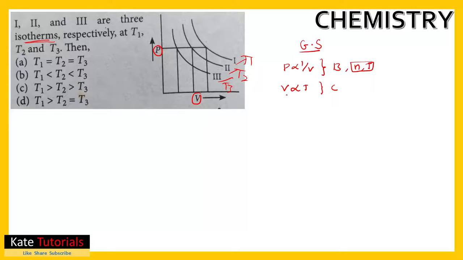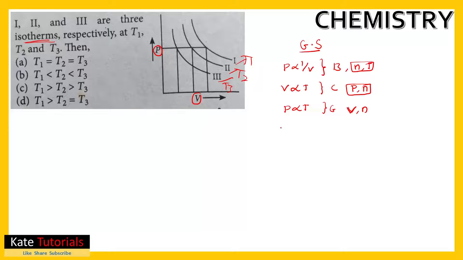Whereas in Charles law, volume is directly proportional to temperature, no doubt, at constant pressure and at constant number of moles, right? And the third one, that is Gay-Lussac's law, tells that the pressure is directly proportional to temperature, for a given constant volume and given number of moles.